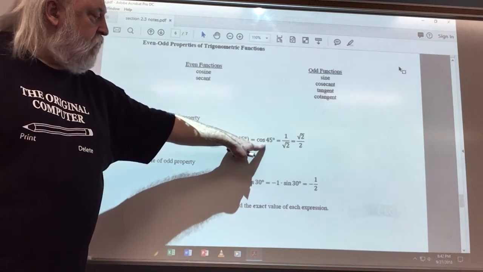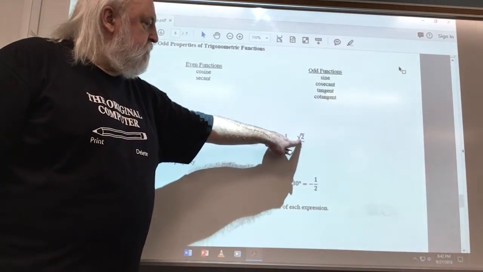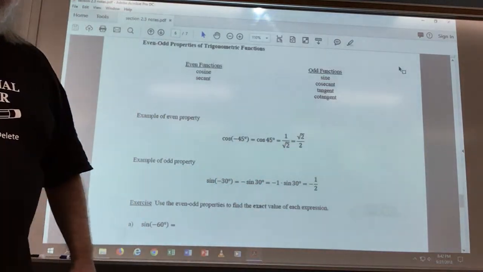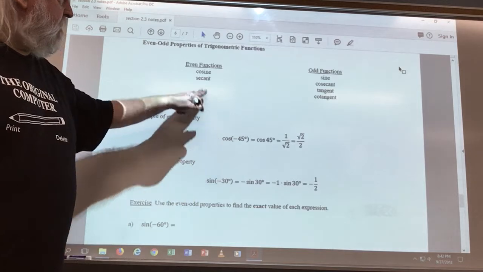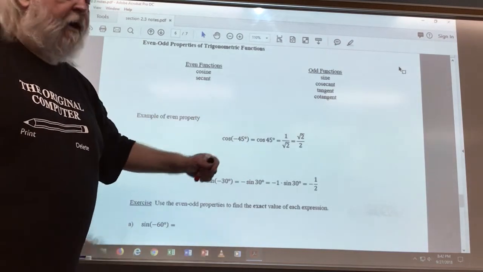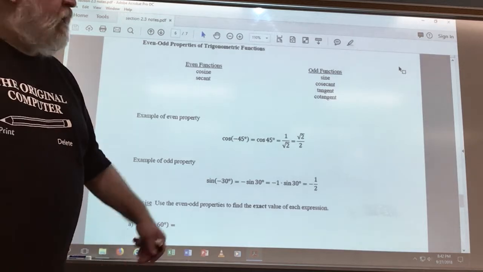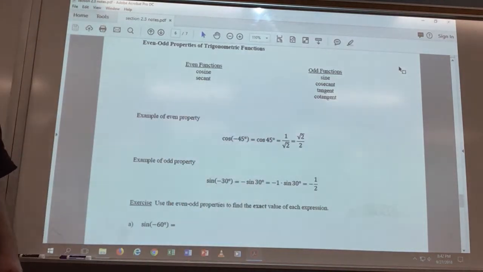And from the unit circle, we know that the cosine of plus 45 degrees is equal to square root of 2 over 2. So when you're taking either the cosine or the secant of a negative angle, you just can drop the minus sign and take the cosine or the secant of the positive angle.